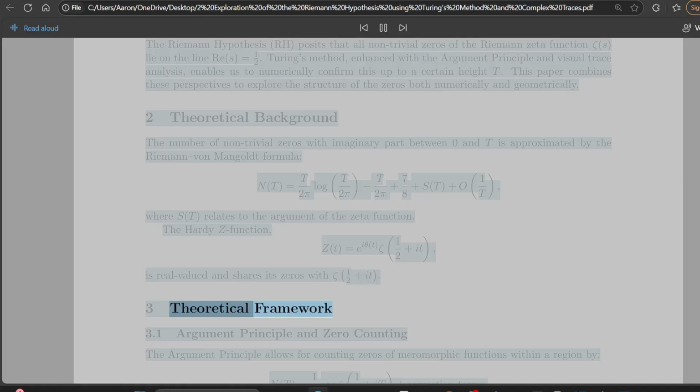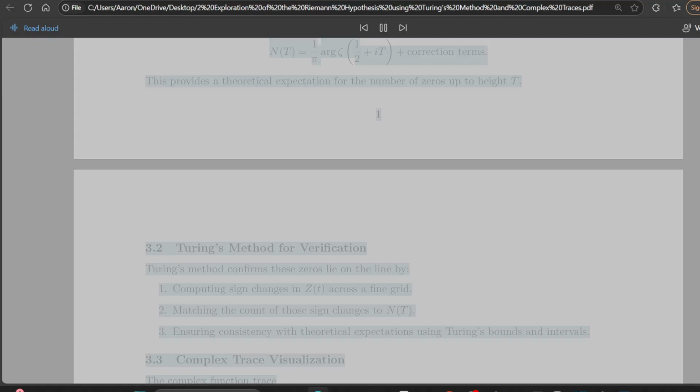Theoretical framework. 3.1 Argument principle and zero counting. The argument principle allows for counting zeros of meromorphic functions within a region by N(t) equals 1/pi arg zeta(1/2 plus it) plus correction terms. This provides a theoretical expectation for the number of zeros up to height t.